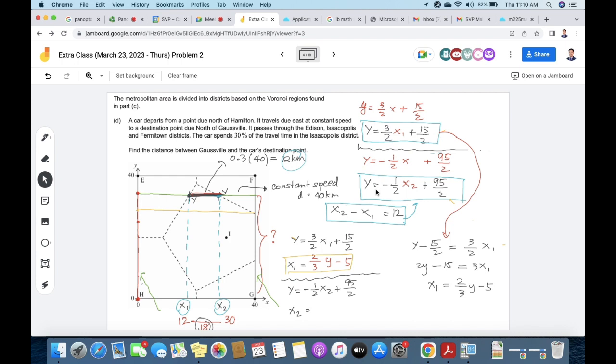So why are we doing this? We need to have an expression of x sub 1 and x sub 2 so that we can use this one. This part here, we can use this. So the expression of x sub 2 minus the expression of x sub 1 equal to 12. So we need to find the individual expressions first.